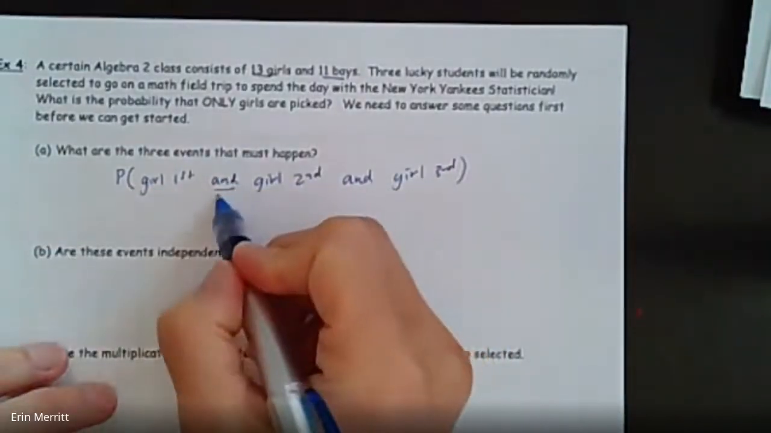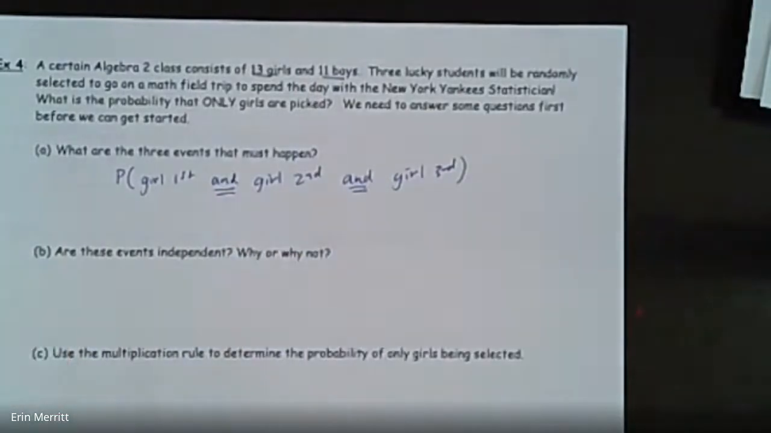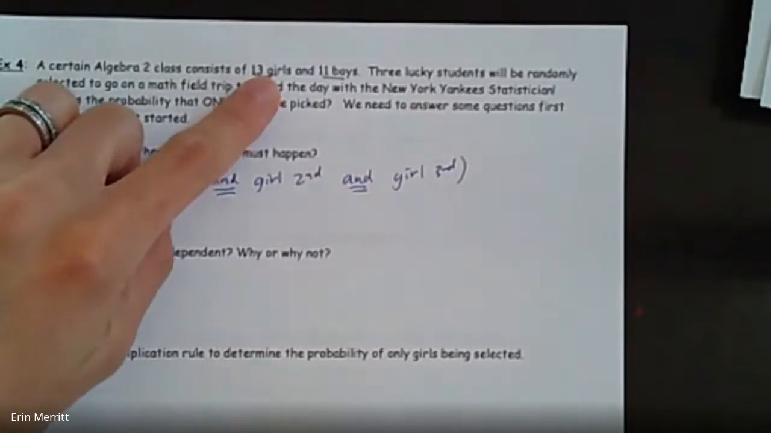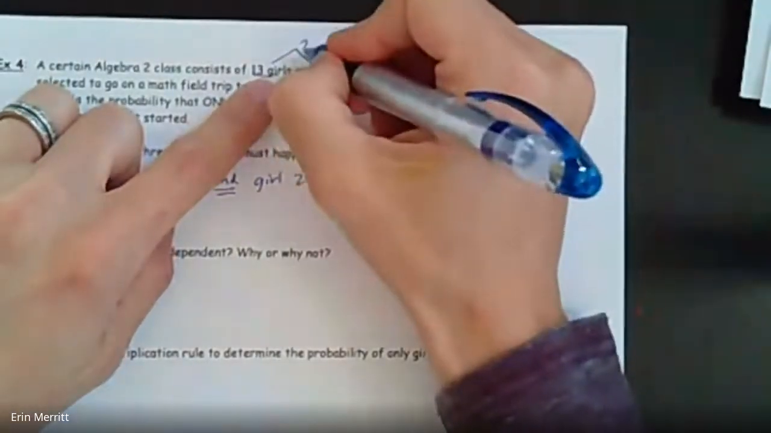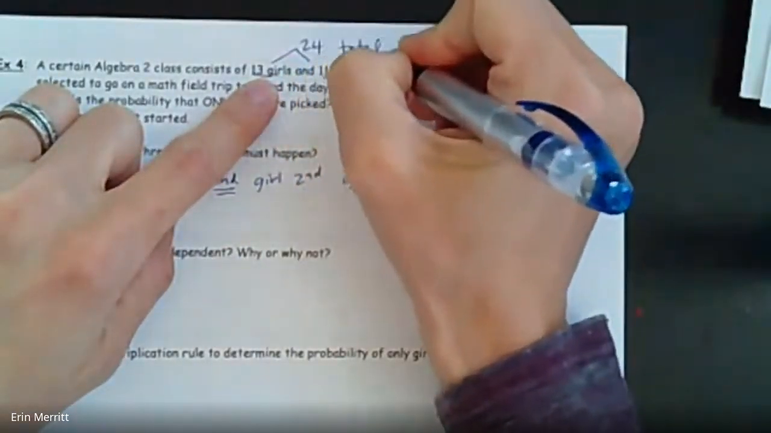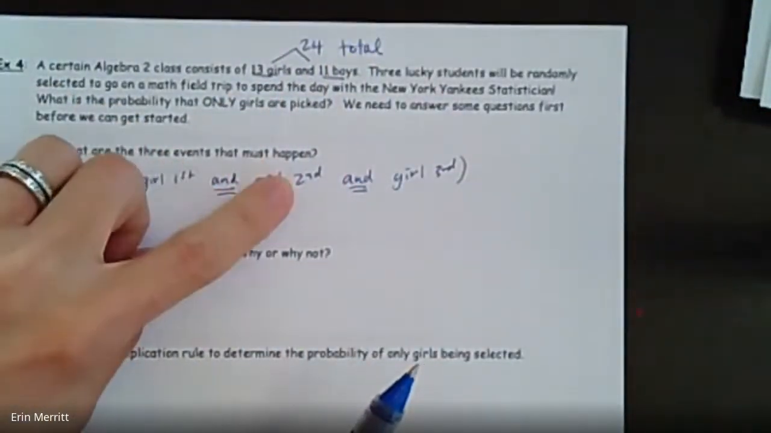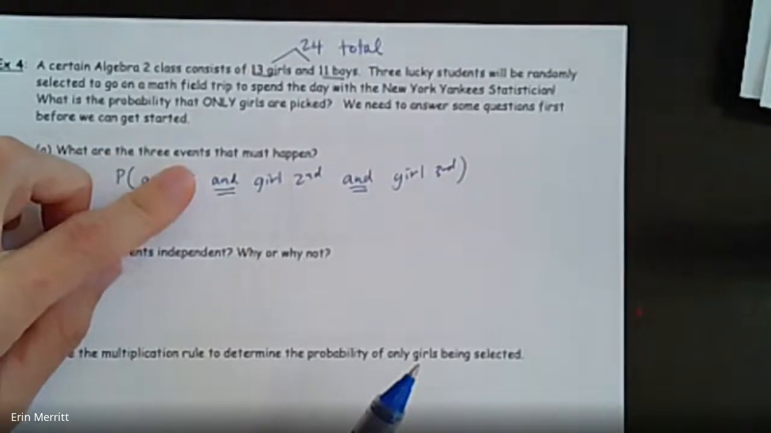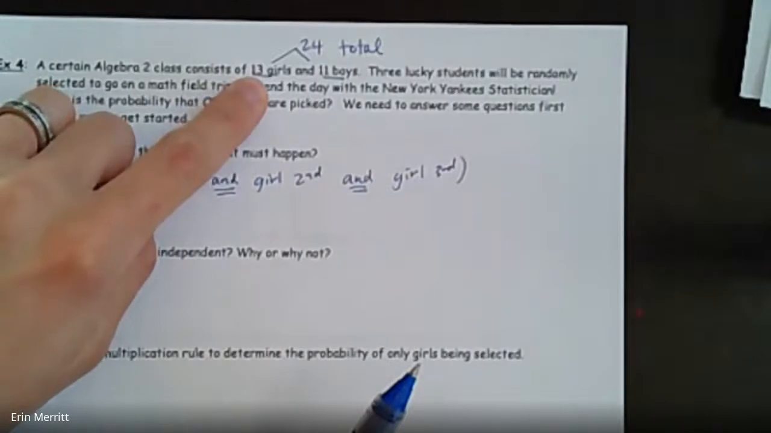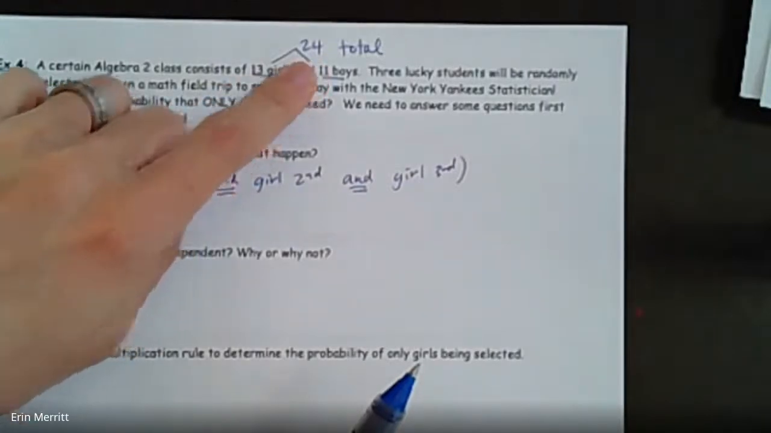The reason we draw this out, you need the ands in here. So it says, are these events independent? Why or why not? Well, think about the probability of picking a girl the first time. There's 13 girls to pick from out of 24 total. If you pick the first girl, you can't pick her again. So as soon as she's out of the mix, the probability of picking a girl the next time now changes. It would only be 12, and there'd only be 23 students.